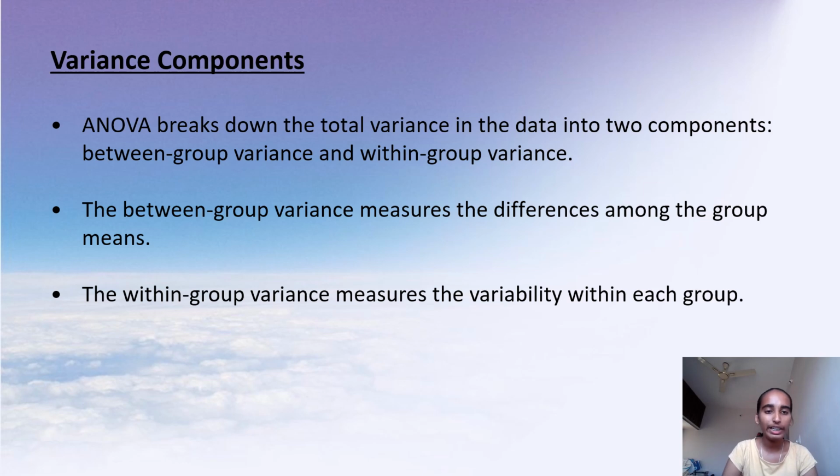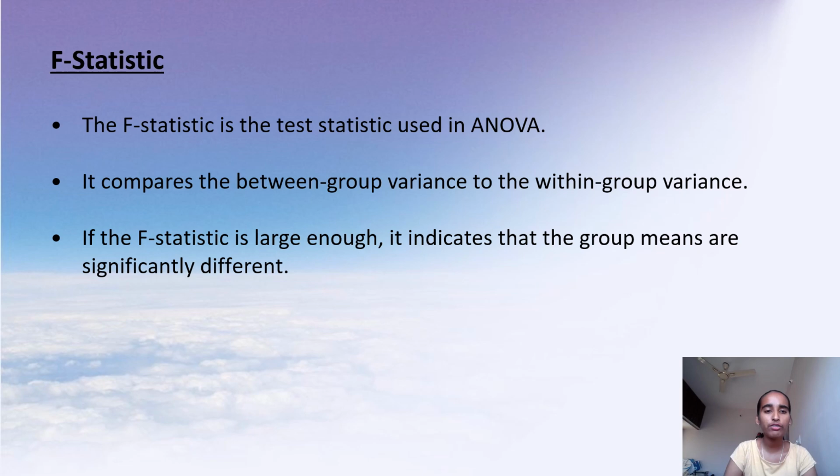Let us move on to variance components. ANOVA breaks down the total variance in the data into two components, that is between group variance and within group variance. Between group variance measures the differences among the groups, and the within group variance measures the variability within each group. Let us see the F statistic. The F statistic is the test statistic used in ANOVA. It compares between group variance and the within group variance. If the F statistic is large enough, it indicates that the group means are significantly different.